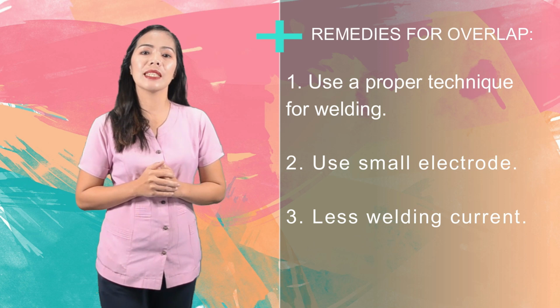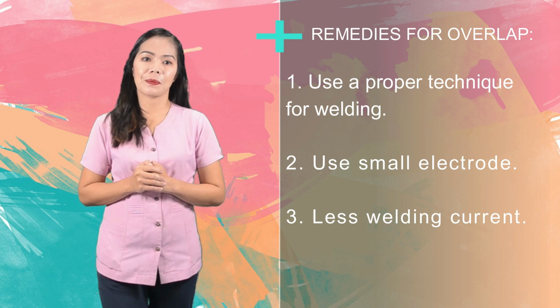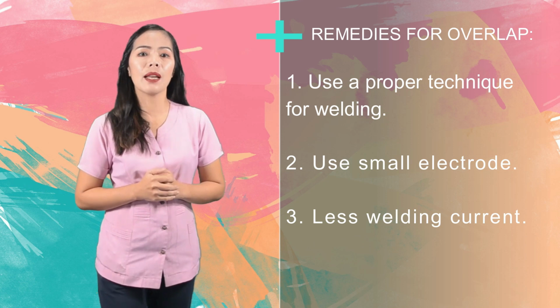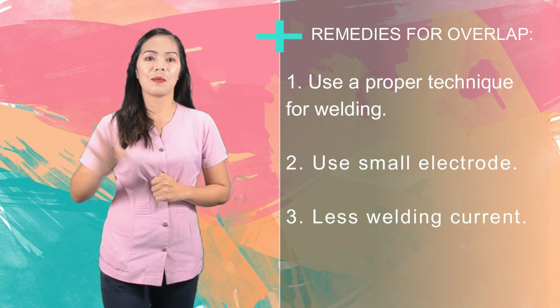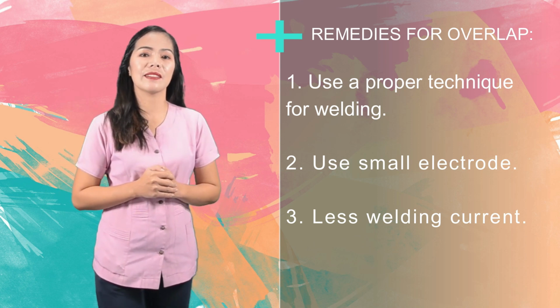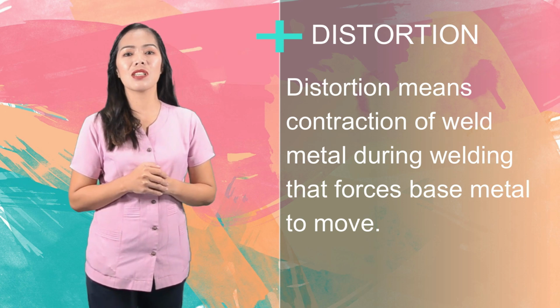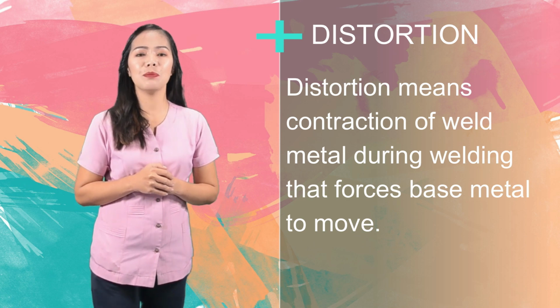Remedies for overlap. Number 1. Use a proper technique for welding. Number 2. Use a small electrode. Number 3. Less welding current. 6th defect. Distortion. Distortion means contraction of weld metal during welding that forces base metal to move.